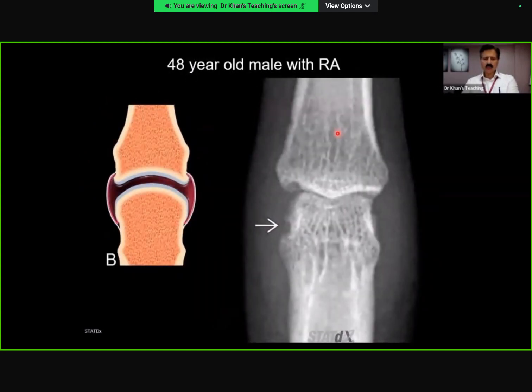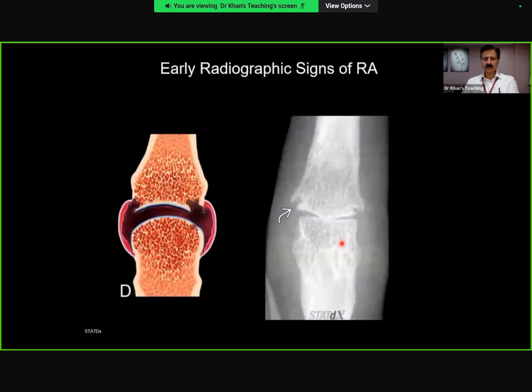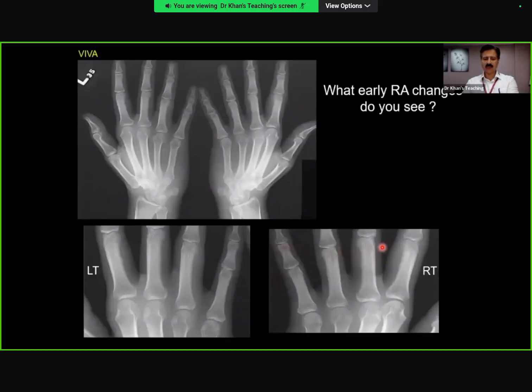Now, early erosion at the bare area. So this is classical, and this is a bare area. Another erosion here, if you can see here. Another erosion, and now look at the joint space. The joint space has also reduced, soft tissue swelling is there.